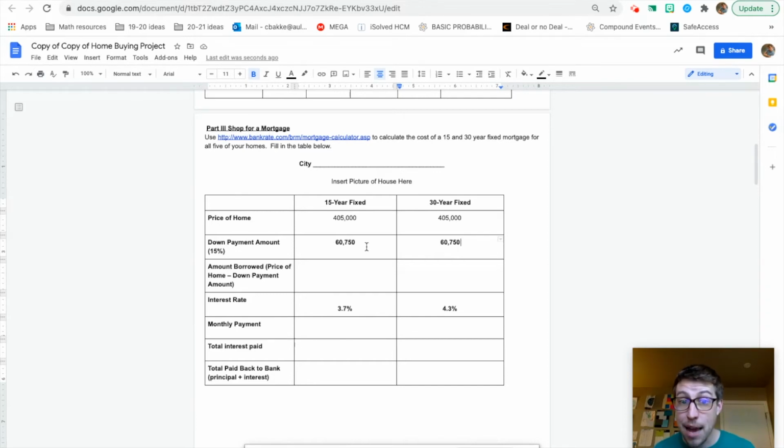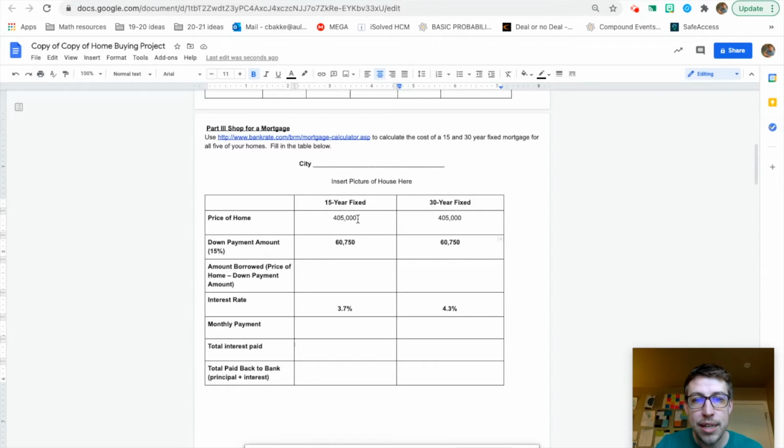$60,750, that means that you have that saved up in your bank account, and you write a check and you show up with that check to give to the person selling the house. So since you've already saved up that money and you've given it to the seller, you don't have to borrow that from the bank.